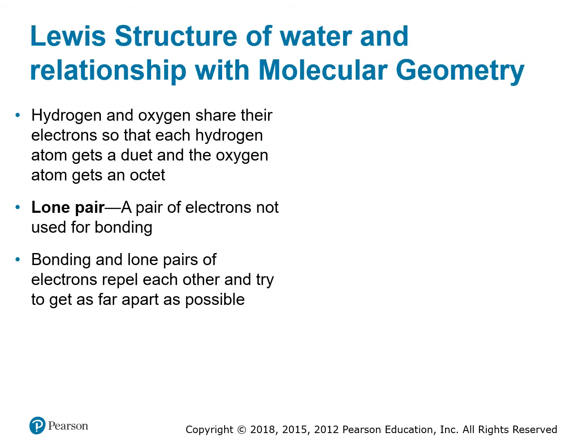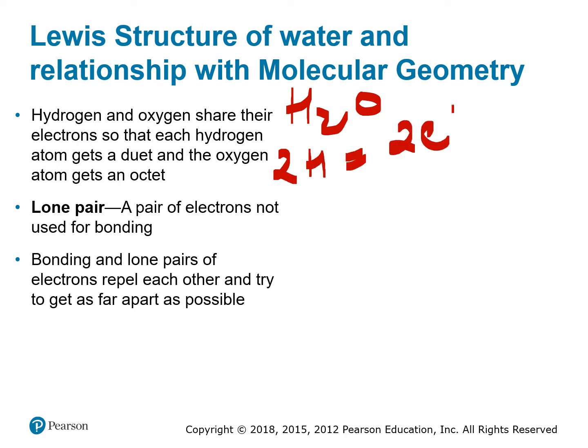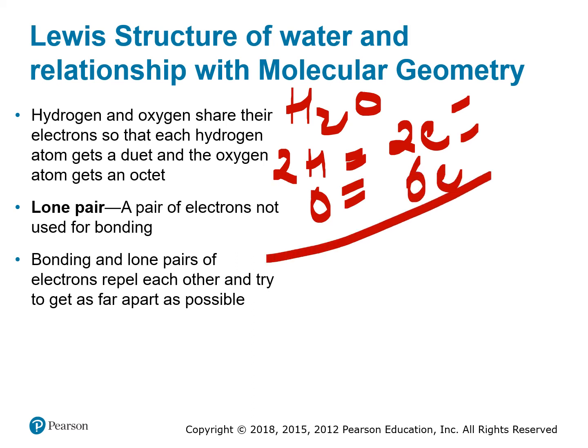Now let's take our example of water. Our first step is to find the valence electrons. It has 2 hydrogens, which is 2 electrons, and oxygen has 6 valence electrons. So our total comes to 8 electrons.